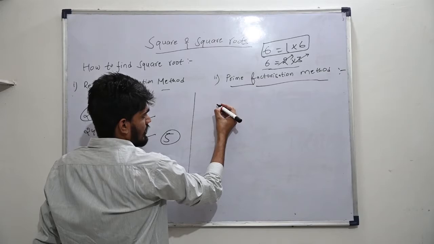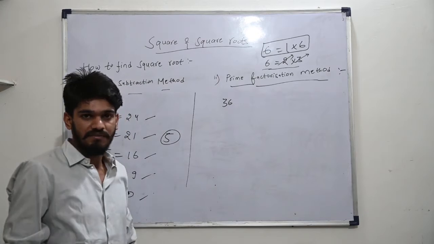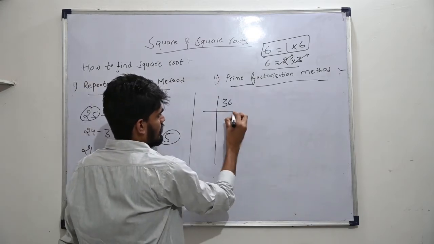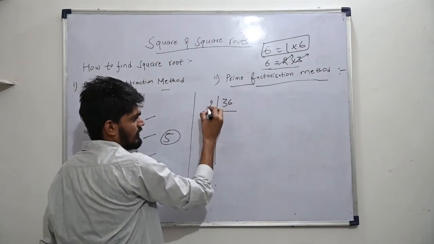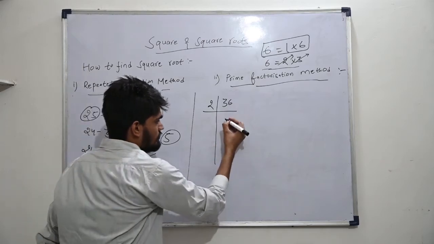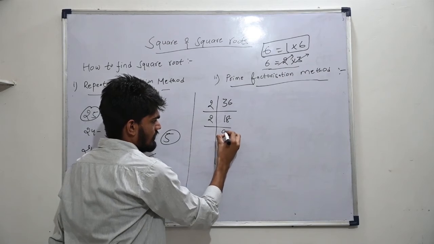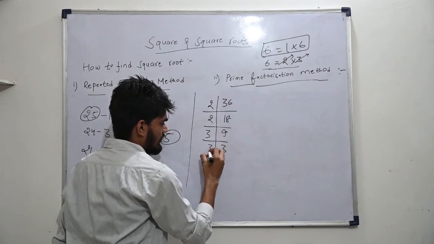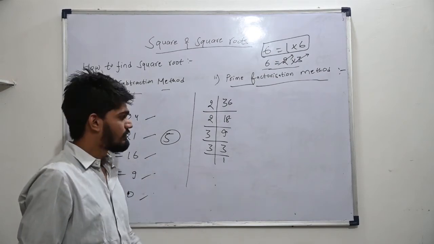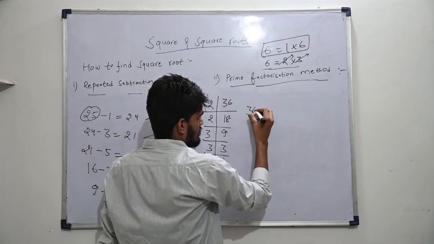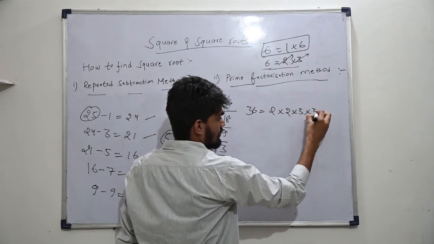So let's take first of all a small example, 36. We have to do the prime factorization. How to do it? Draw a line. First of all, divide with the smallest prime number possible. It is an even number, so we can divide with 2 and write the quotient here. Then again I can divide with 2, write the quotient here. I can divide with 3 now, and again with 3. My target is to reach 1 at the end. Now 36, I can write as 2 into 2 into 3 into 3.